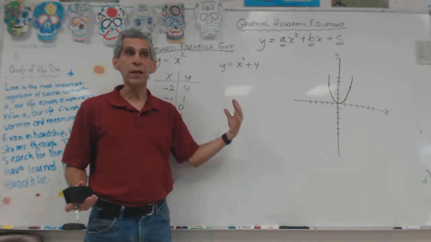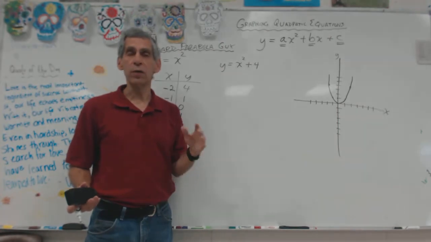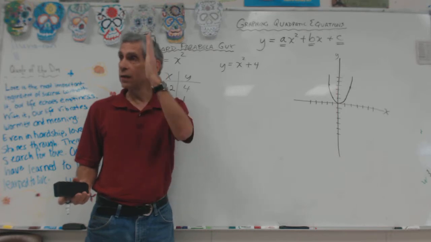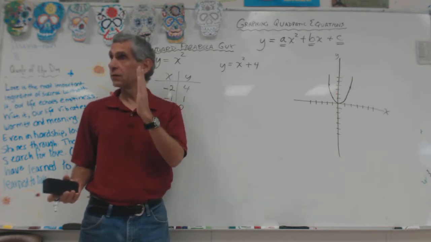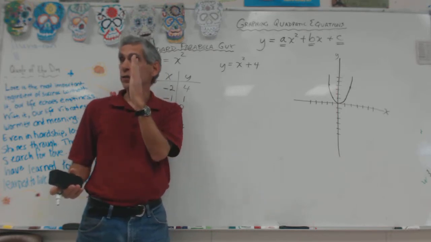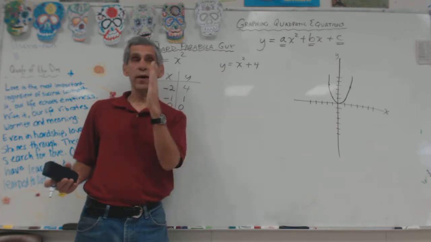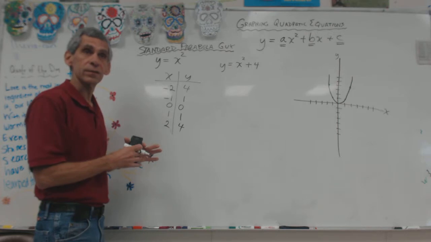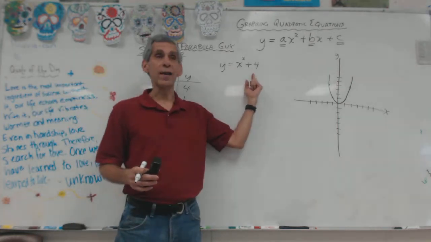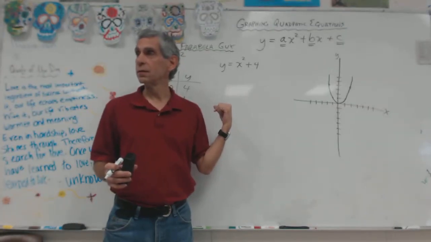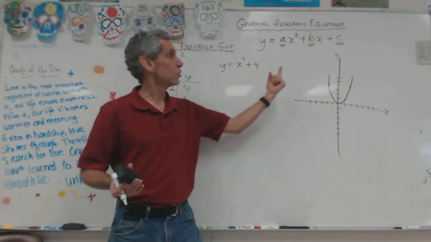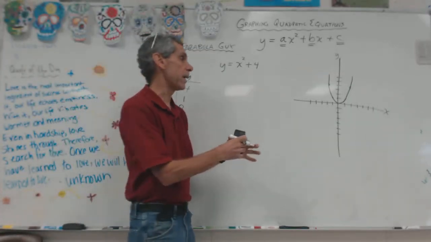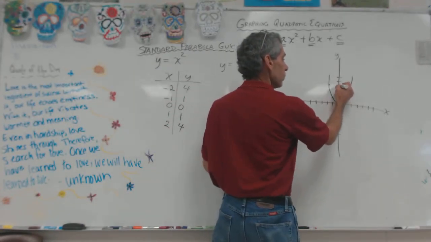So if there's no b, where is the vertex? It's on the y-axis, right? B is what takes the vertex off the y-axis, right? So I know it's going to be on the y-axis. I also know that the y-intercept is what? Y-intercept is your c. What's your c? 4. I know it intercepts the y-axis at 4. 1, 2, 3, 4. I know that.